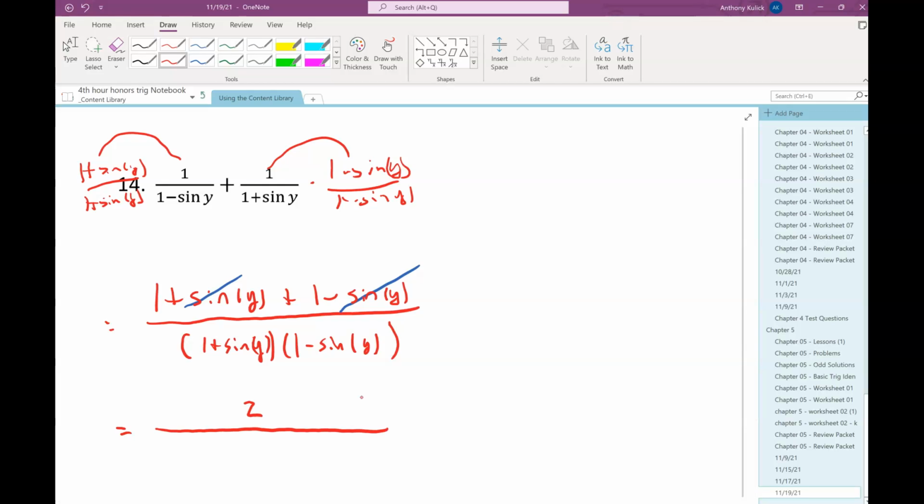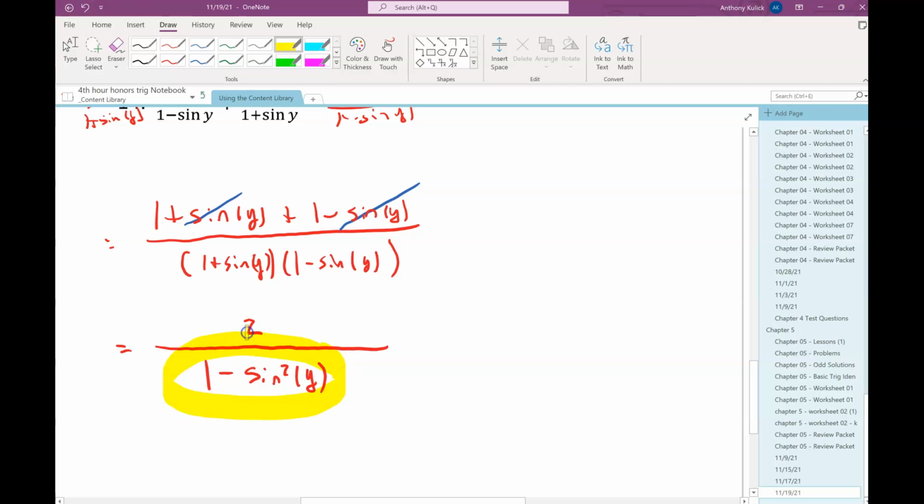So you could FOIL that out, or you could observe that this is really a difference of 2 squares. I have an a plus b times an a minus b. So I know that it's going to multiply out to give me a squared minus b squared, or 1 minus sine squared. Now the only piece of simplification I could possibly do at this point is in the denominator, where I have 2 things in there. There might be a way using some identities to combine them and make one thing. So that's what I'm going to look for.